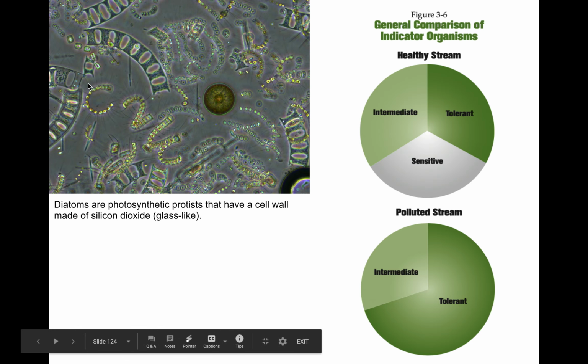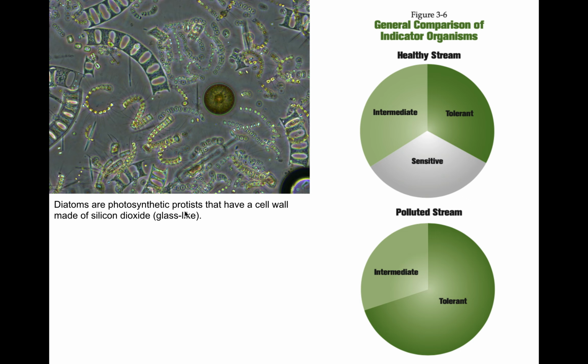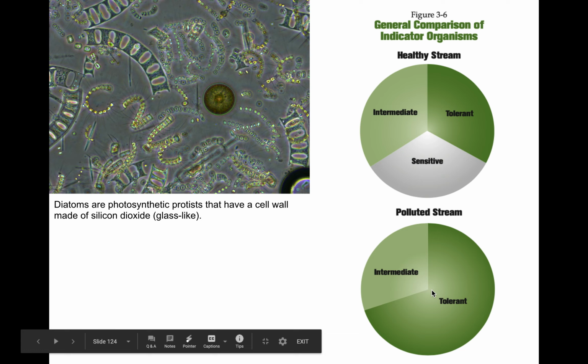So these are diatoms. These are really cool. Photosynthetic protists. They have glass-like cell walls. They're cell walls made of silicon dioxide, so it's like glass. And they come in all these different shapes and sizes, and it's really cool, a very diverse group of protists. But you have different profiles when you have a healthy stream versus a polluted stream.